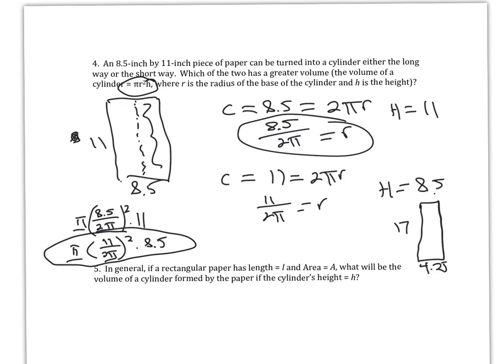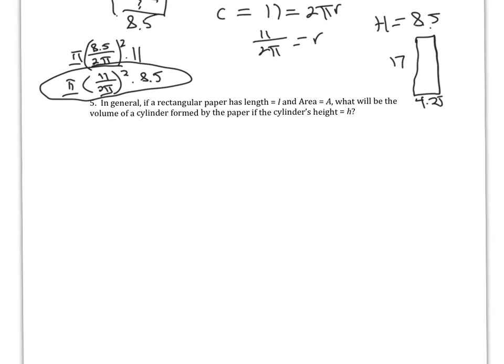Okay, in general, if a rectangular paper has length L and area A, what is the volume of a cylinder formed by the paper if the cylinder's height is equal to h? Okay, so let's think about this. We have our piece of paper, and the length here is L, the area is A, and so that means the width here is equal to A divided by L.